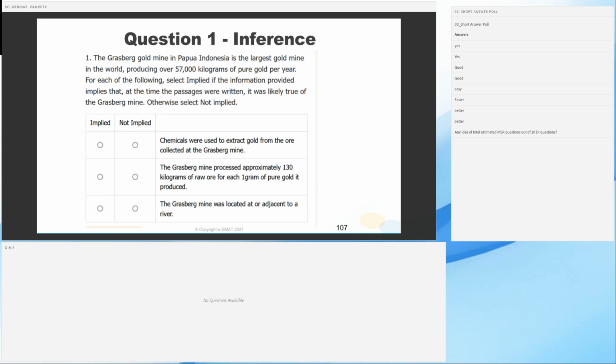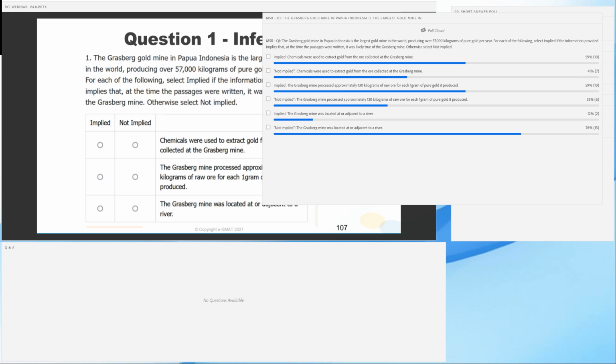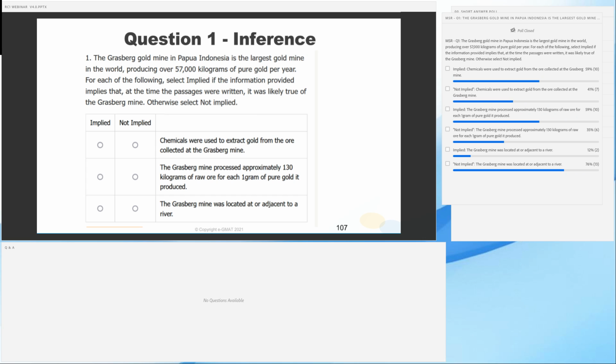Let me say this. Okay. So here is our first question. Okay. Now the Gassberg mine. Let's talk about this over here. This is how you guys did. Okay, you guys know which one you chose.